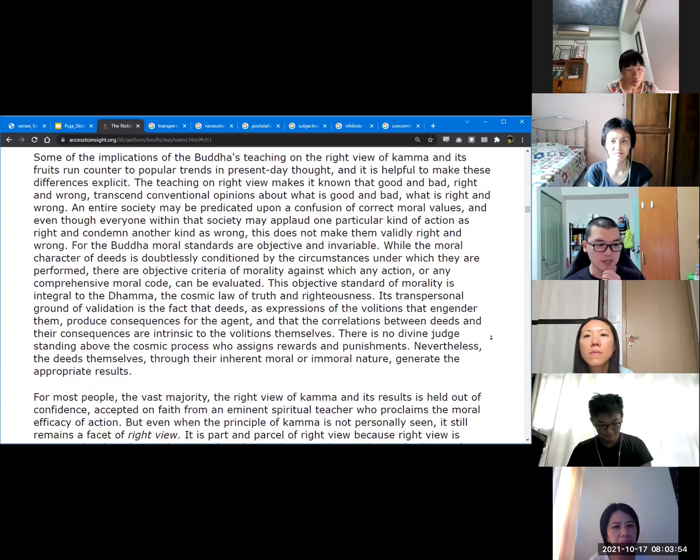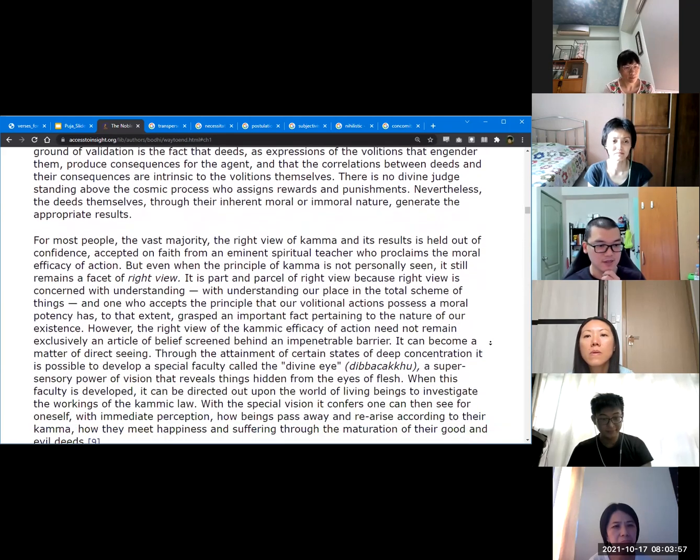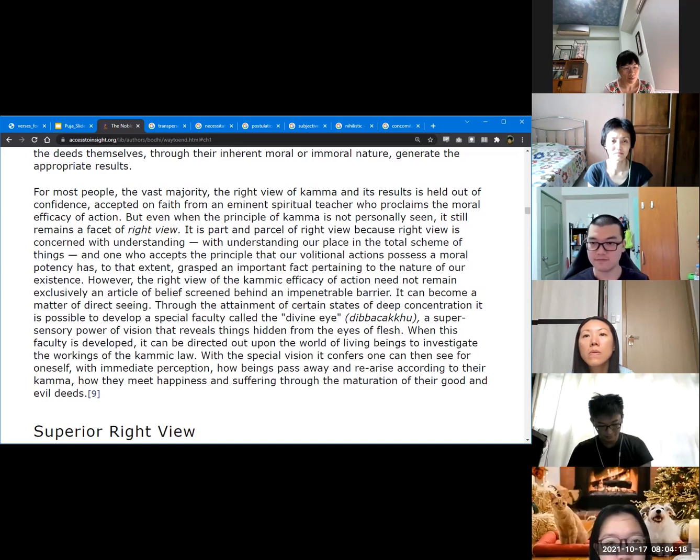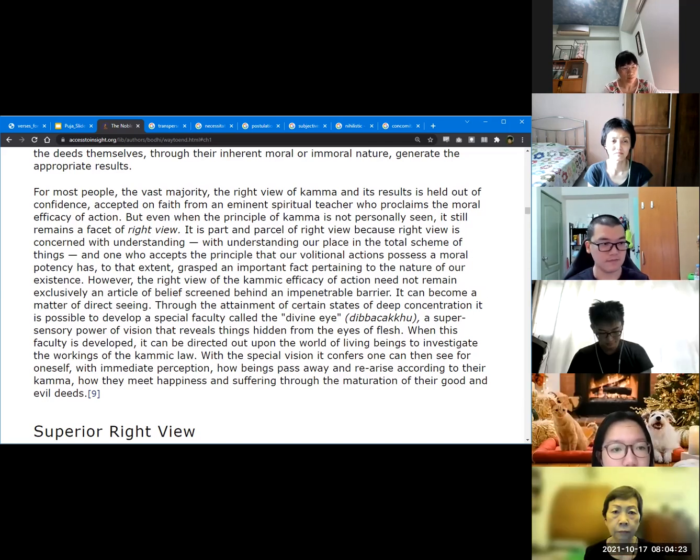Okay, if not, then the last paragraph. So Sister Dita, would you like to help to close the section? For most people, the vast majority, the right view of karma and its results is held out of confidence, accepted on faith from an eminent spiritual teacher who proclaims the moral efficacy of action. But even when the principle of karma is not personally seen, it still remains a facet of right view.